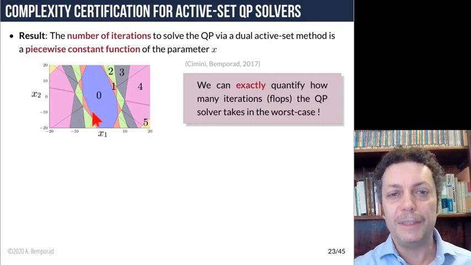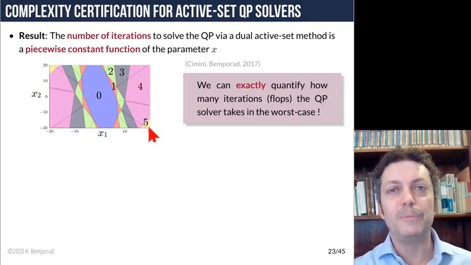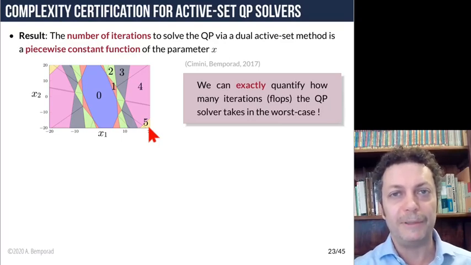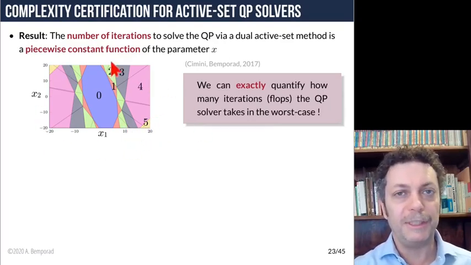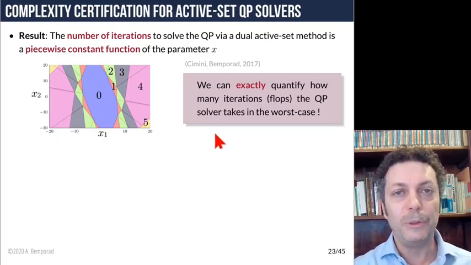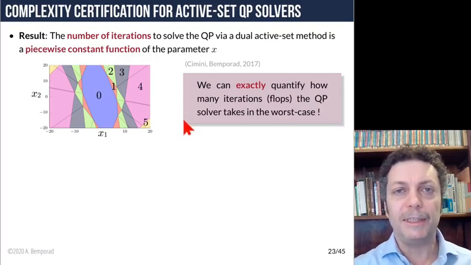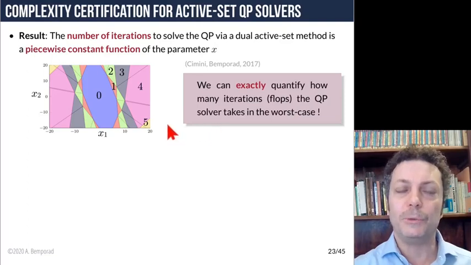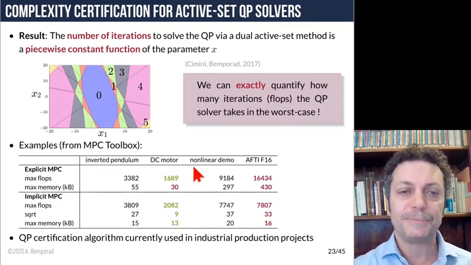You could prove that, at least in this example, the active set solver never makes more than 5 iterations, never ever, okay, because you have covered the entire parameter space. So that allows you to certify how many flops the QP solver will make in the worst case. And there have been other papers by Daniel Axehill and collaborators showing how the method works also for different types of active set methods.